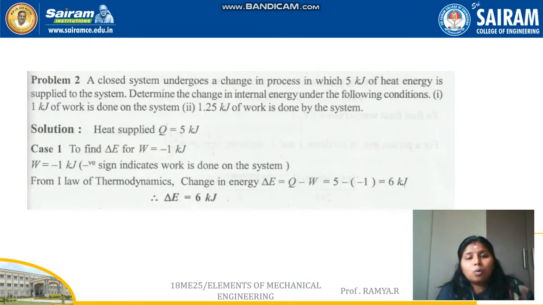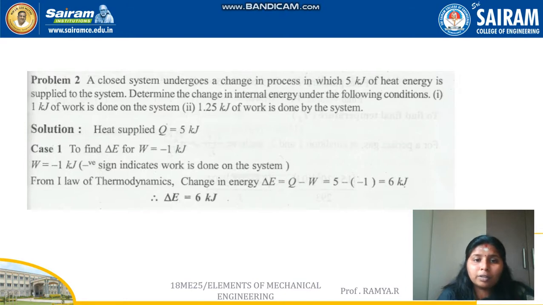A closed system undergoes a change in process in which 5 kilojoule of heat energy is supplied to the system. Determine the change in internal energy for two conditions. One is 1 kilojoule of work done on the system. The other one is 1.25 kilojoule of work done by the system. First we shall take the first case alone.